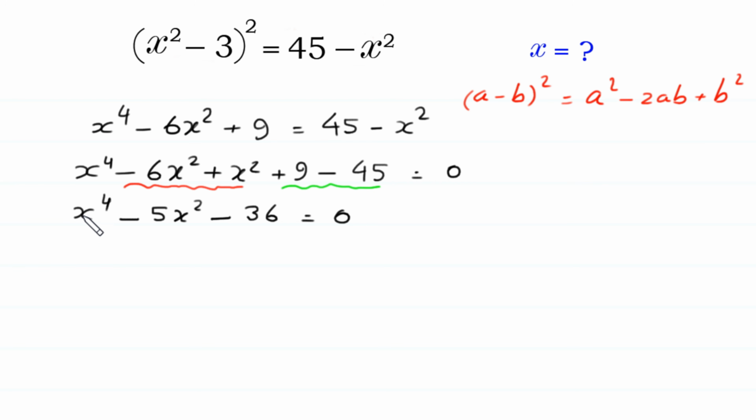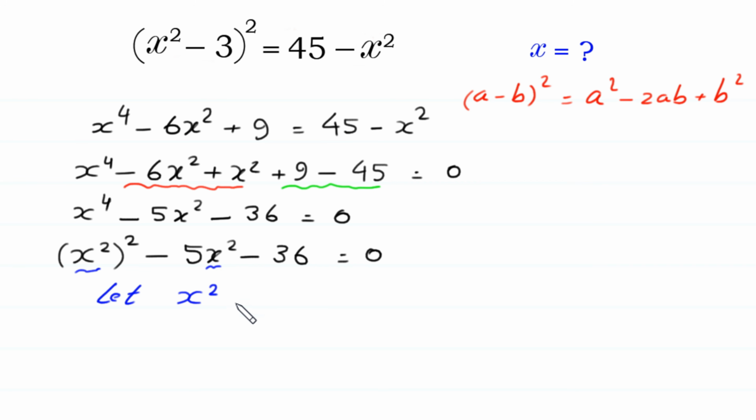Next, we can write this x to the power 4 as (x squared) whole squared minus 5x squared minus 36 is equal to 0. Now here we have x squared and here we have x squared. So we suppose that x squared is equal to y, and we substitute y in this equation, then this equation becomes y squared minus 5y minus 36 is equal to 0.